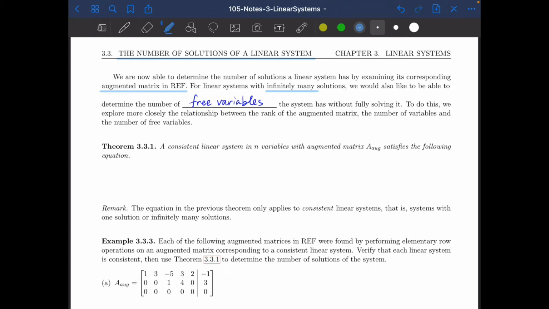Theorem 3.3.1 says that a consistent linear system in n variables with augmented matrix aug satisfies the following equation. The number of free variables is equal to n, that's the number of variables, minus the rank of the augmented matrix.